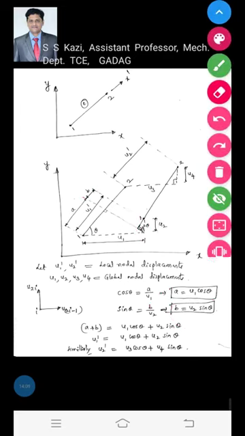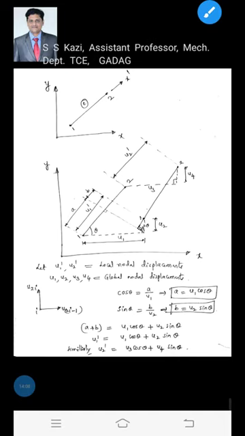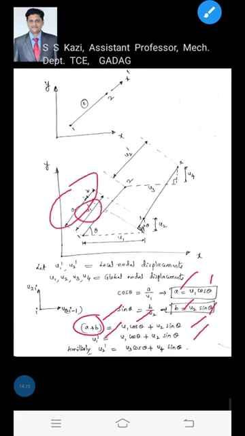Therefore now we got the relationship between local and global nodal displacement. If you add these two equations, A plus B is u1 cos theta plus u2 sine theta. That A plus B is u1 dash, the local displacement. So u1 dash is equal to u1 cos theta plus u2 sine theta.